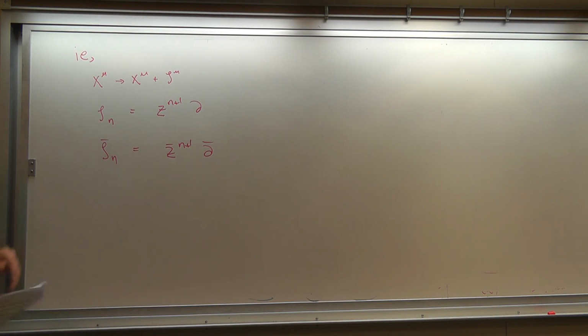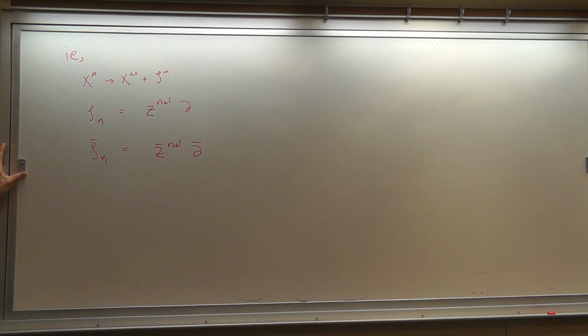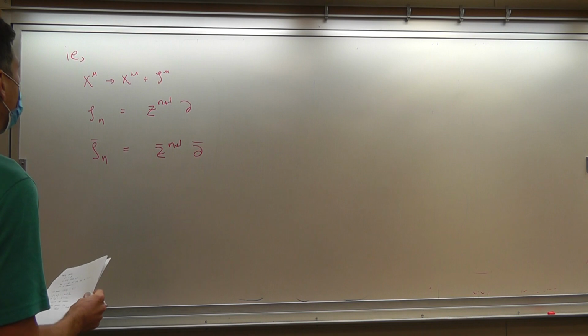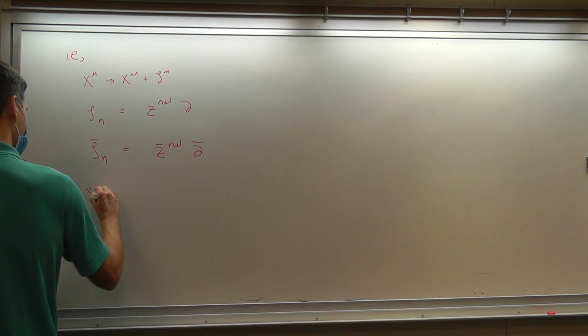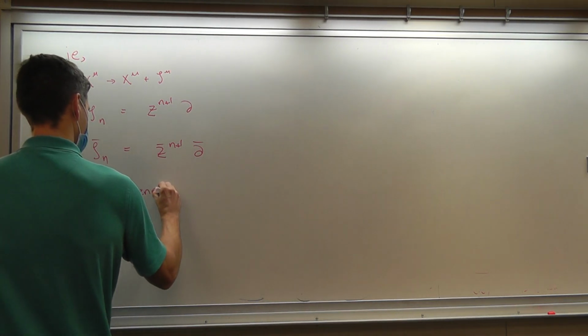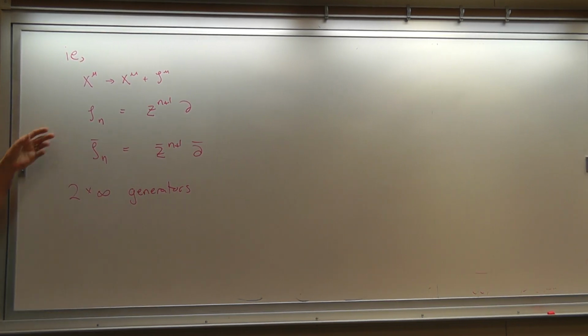Okay, so let's count how many there are, because this is kind of confusing, and it has to do with this issue of the reality conditions and whether z and z bar are independent and everything. First of all, let me tell you the answer. So there's 2 times infinity generators.